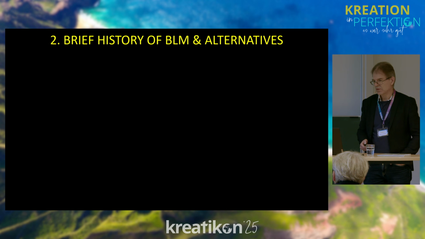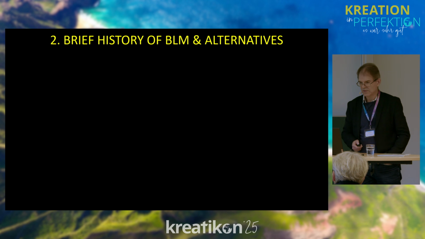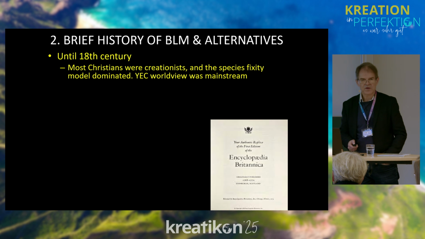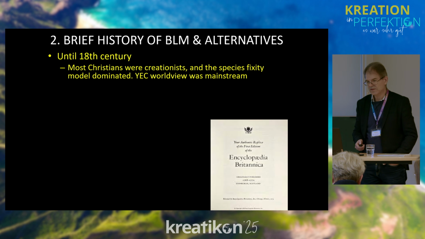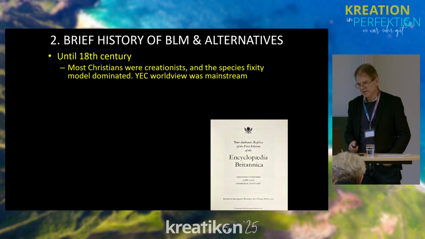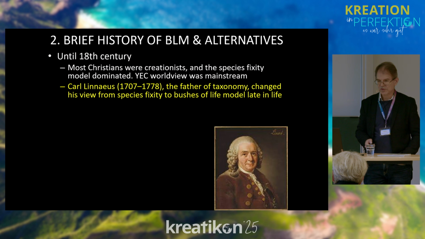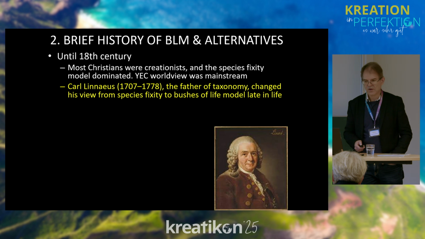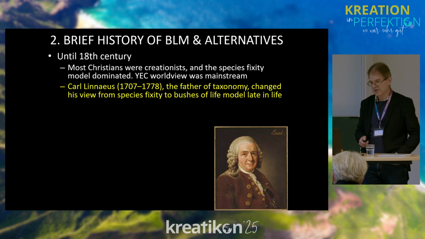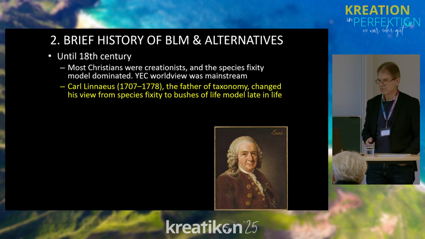So let's now turn to the history of the bushes of life model and its alternatives. Up till the 18th century, young earth creationism was very mainstream, so most Christians were creationists, and the species fixity model dominated. My countryman, the Swedish botanist Carl Linnaeus, the father of taxonomy, also advocated species fixity. But at the end of his life, he actually changed his mind and allowed for some speciation within kinds. But he was still a creationist. So that means that already in the 18th century, he opened up for the bushes of life model.